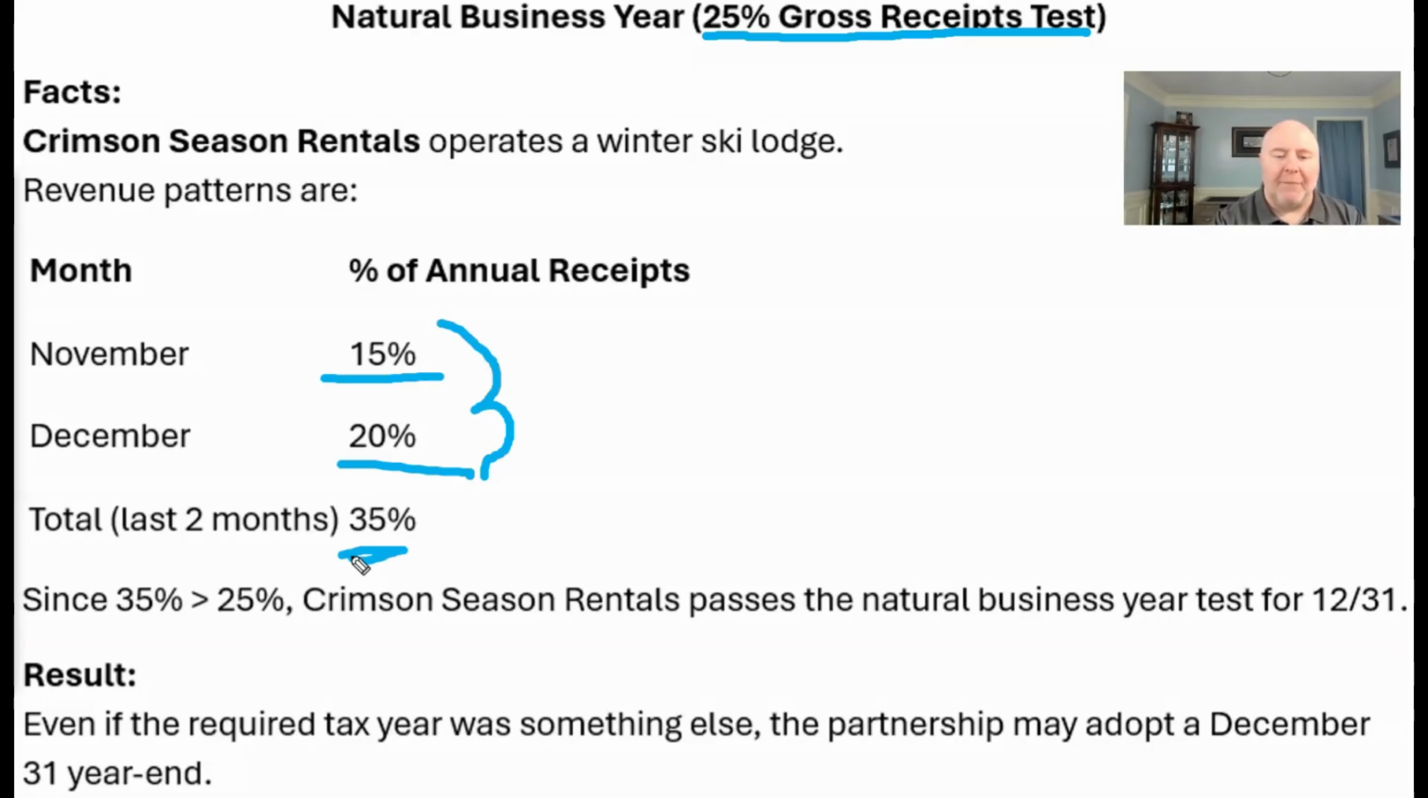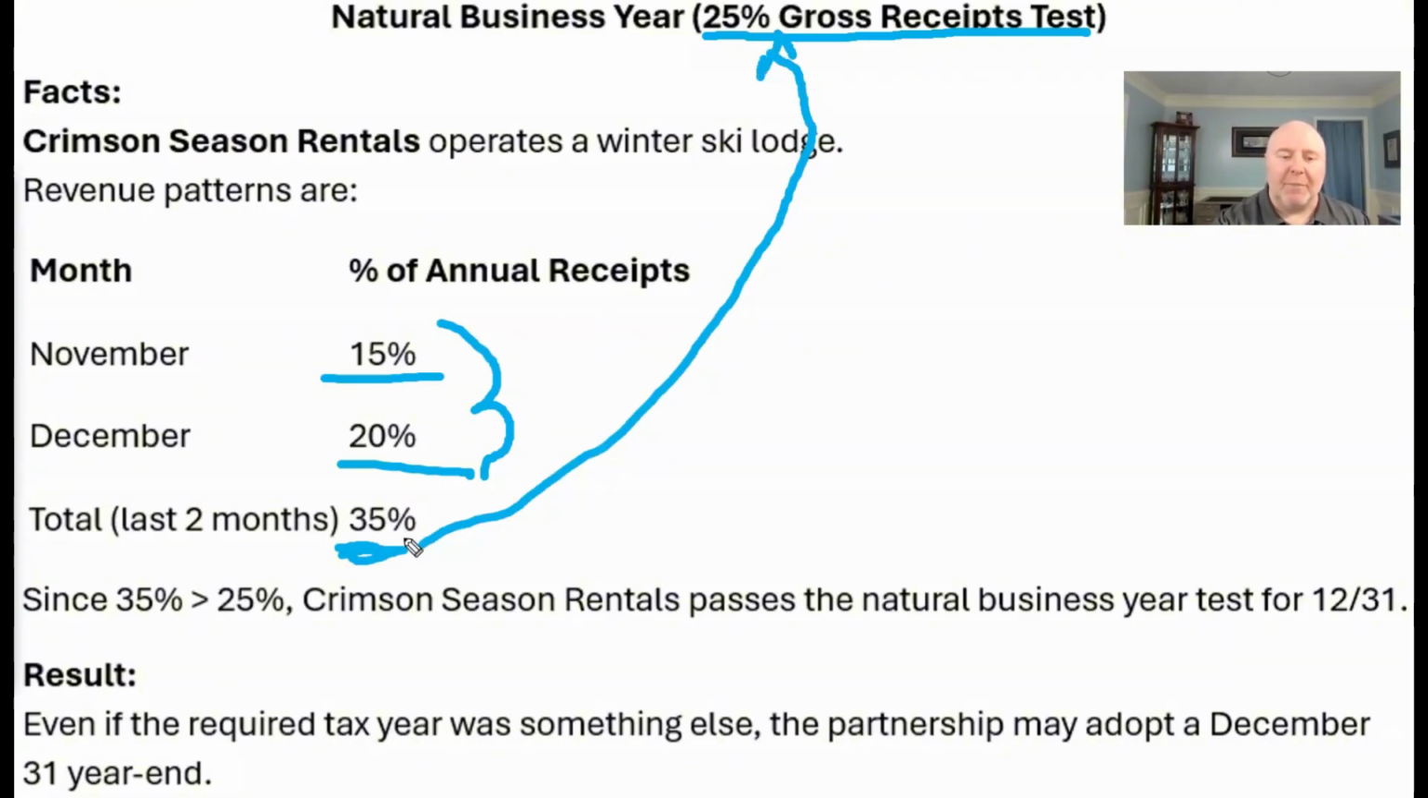So they're trying to adopt a tax year of 12/31 instead of whatever their tax year may have been, like a June 30th or whatever. So they can do this because that 35% is greater than our 25%.